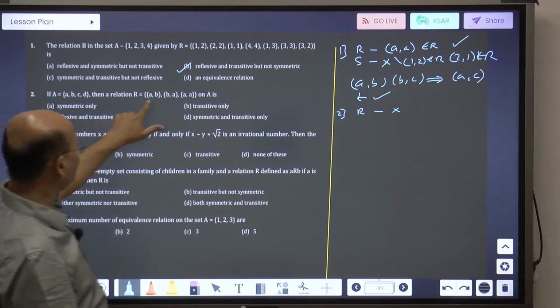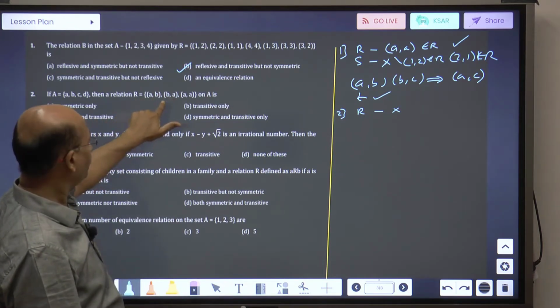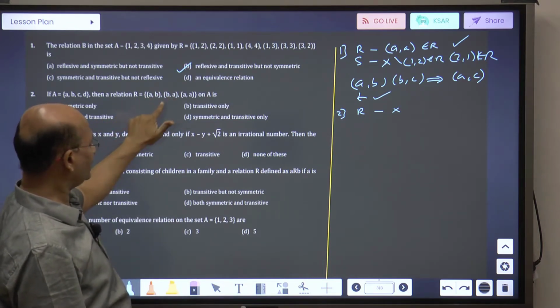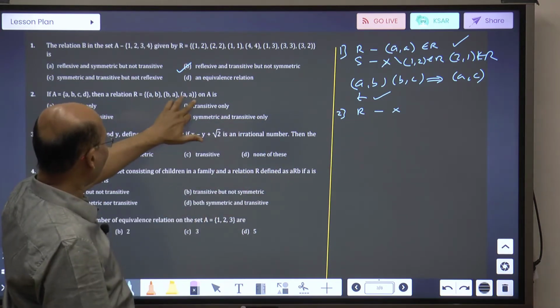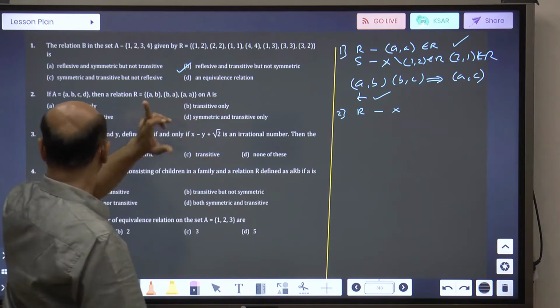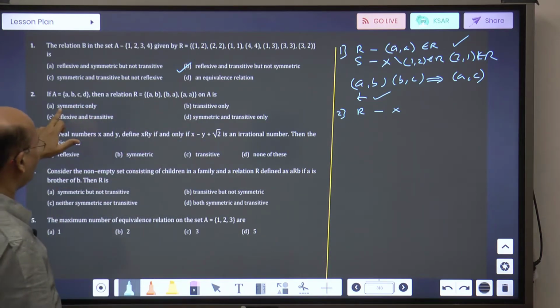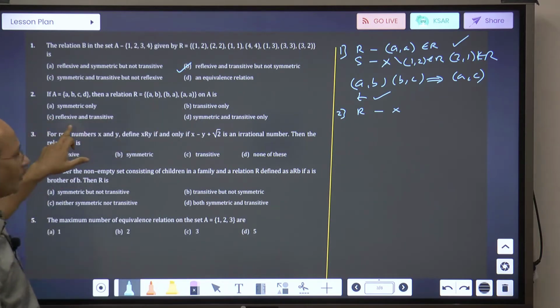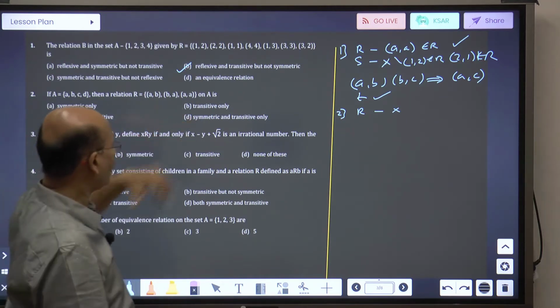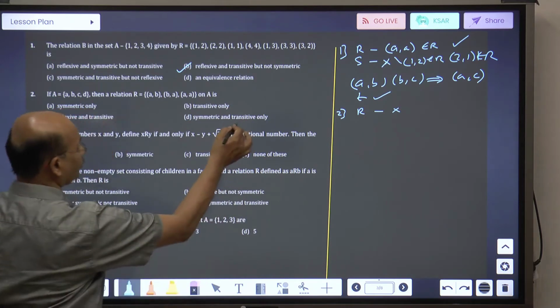Then symmetric: AB is there, BA is there. BA is there, AB is there. For every ordered pair AB, the reverse has to be there. Then AA is there, its reverse is AA. So symmetric is definitely there. Okay. Now the first option, second option and third option don't work out. So symmetric is there. Now let us talk about transitive because the transitive option is also there.